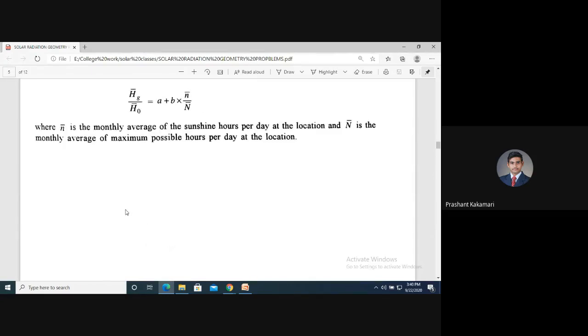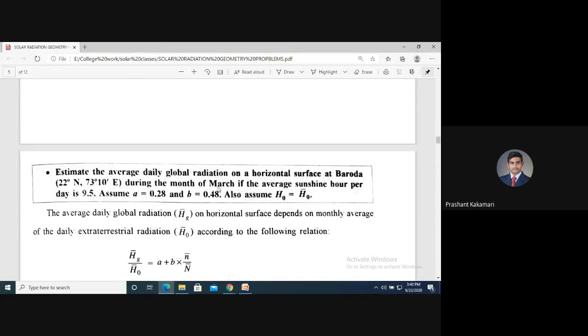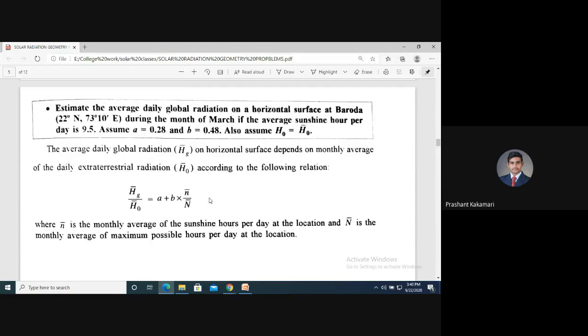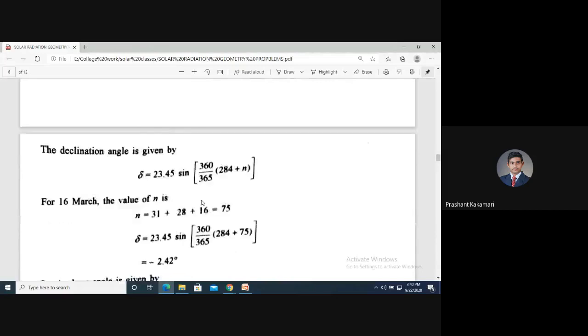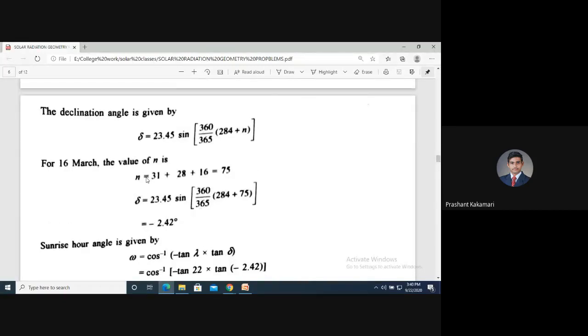So first, by knowing the day of that year. The year is not mentioned, but March is there. So you can assume one of the days, that is March 16th, as the representing day of that average radiation, or the monthly average radiation. So I'll assume March 16th and I'll find out the declination angle. For the N value, they have taken 16th March, days in February 28, and total number of days in January 31. So by substituting 75 in the declination angle, they found the declination to be minus 2.42 degrees.